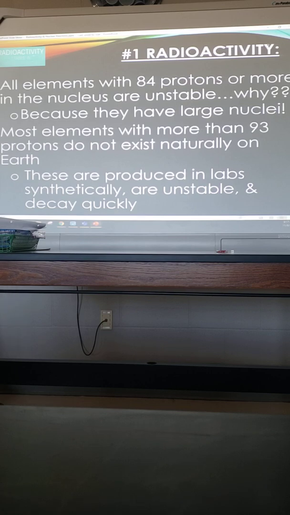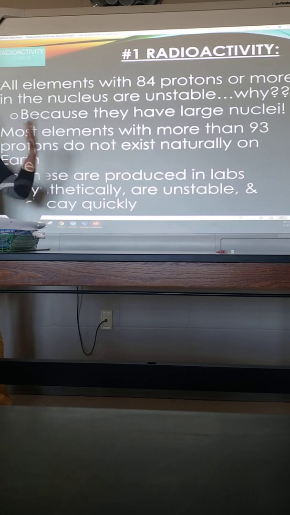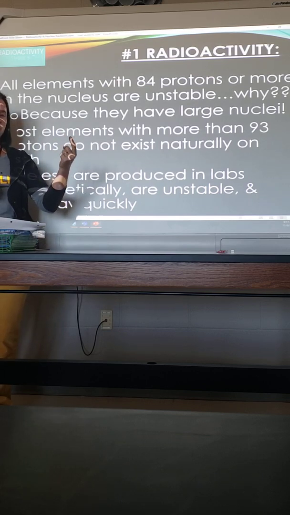And these bigger elements we can synthetically produce in labs, and they are unstable and they decay very quickly. It's kind of like the alkali metals, right? They're so reactive chemically because they want so badly to get rid of their one electron so that they can drop down to the next energy level. And it's like the halogens. They're one away from having a full valence.